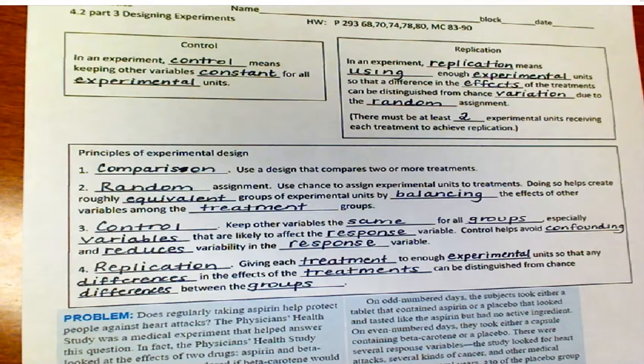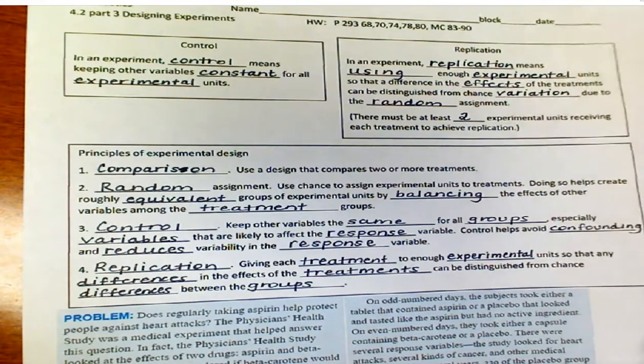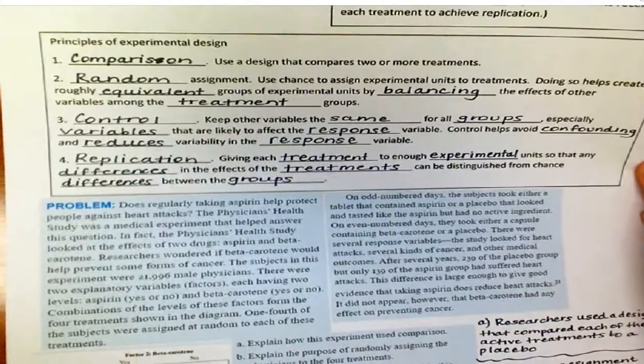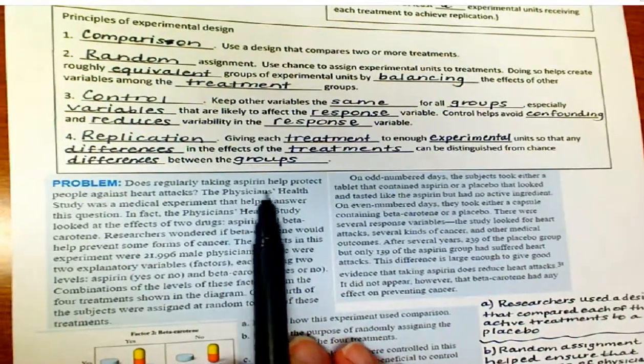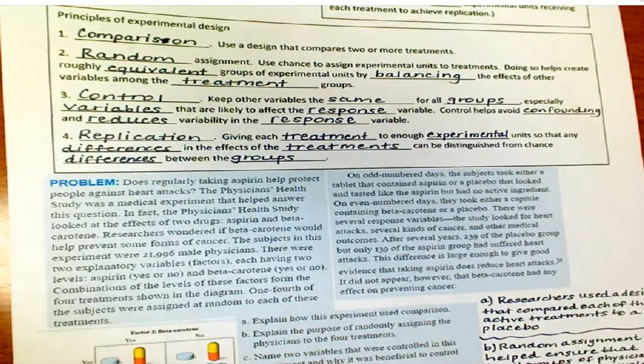All right, so we're going to go over examples. Stop this if you need to, copy, or go take a look at your filled in notes. The first problem we're going to go through: does regularly taking aspirin help protect people against heart attacks? You've probably heard this before. The Physician's Health Study was a medical experiment that helped answer this question.